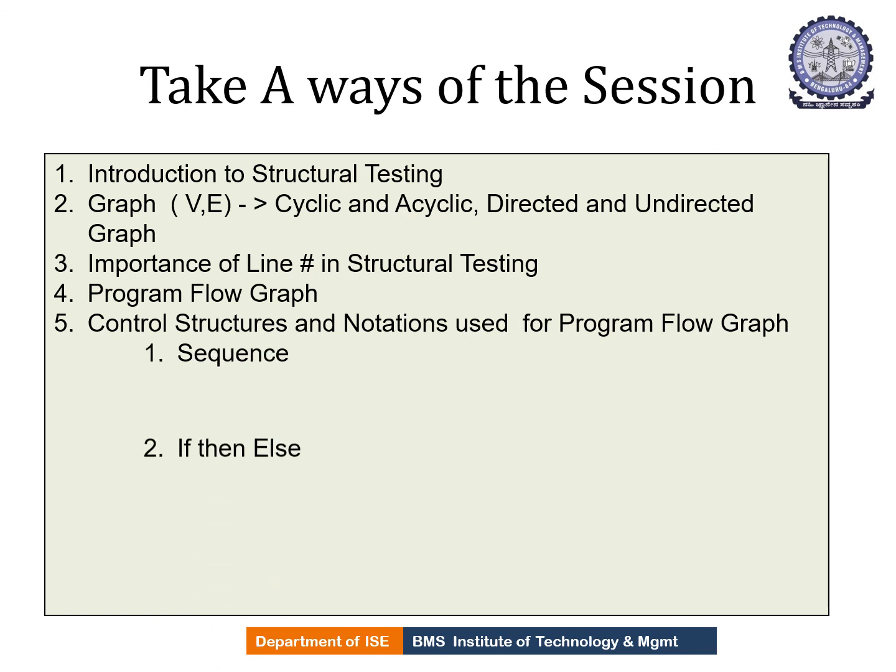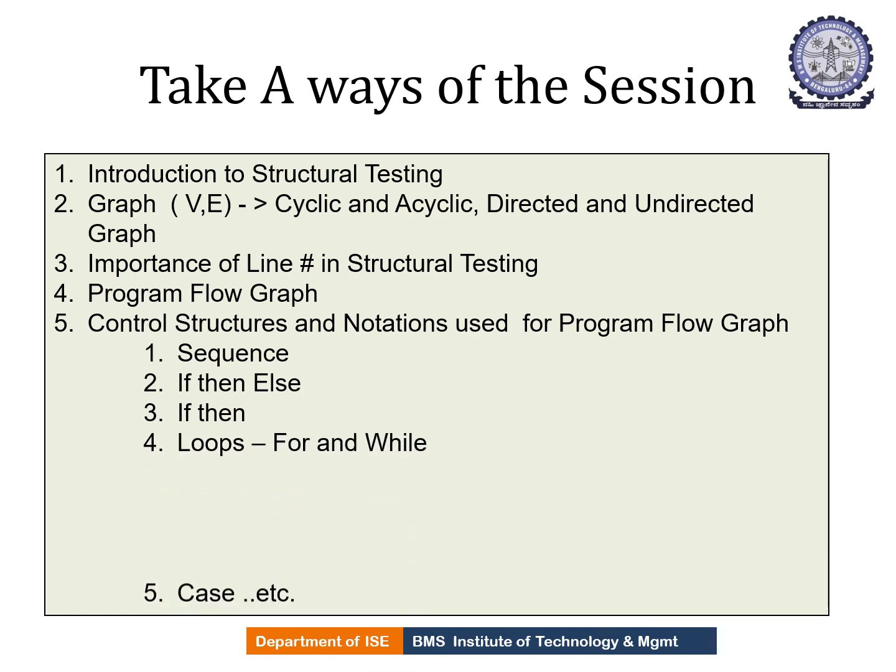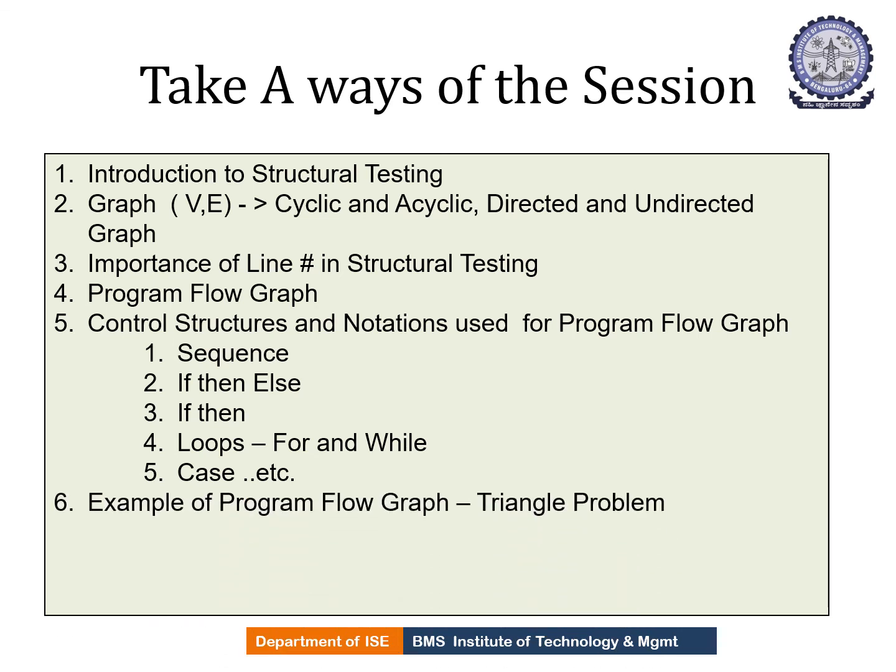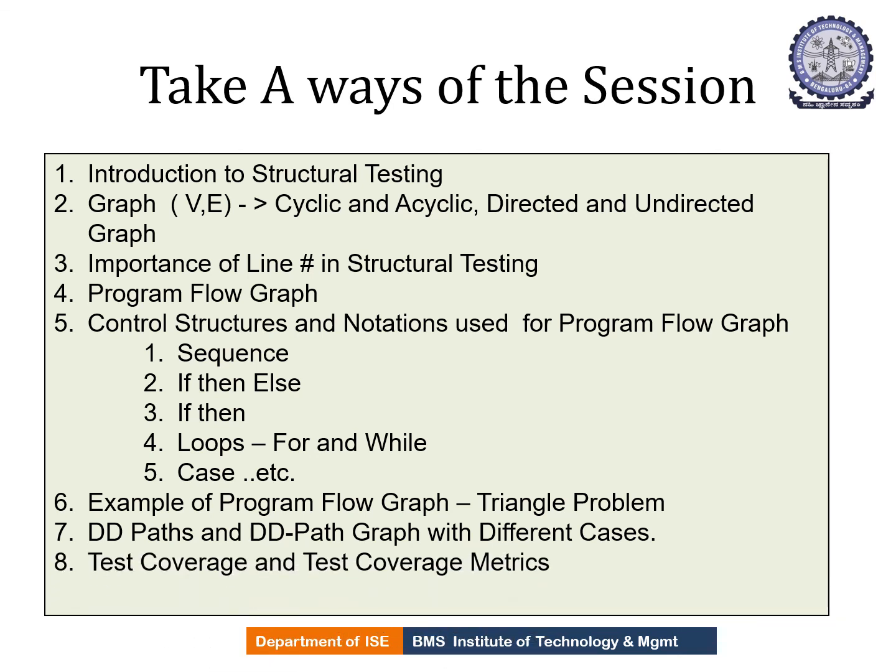We have seen sequence, if then else, if then, loops like for and while, and case. Then we have seen examples of program flow graph for a triangle problem statement, and DD paths and DD path graphs with different cases. There are 5 cases where we saw how to convert the given program flow graph into a DD path graph. Then we have seen the test coverage metrics from C naught up to C infinity, and the different techniques used in structural testing. So metric based testing with different loops like concatenated loops, knotted loops, and nested loops.